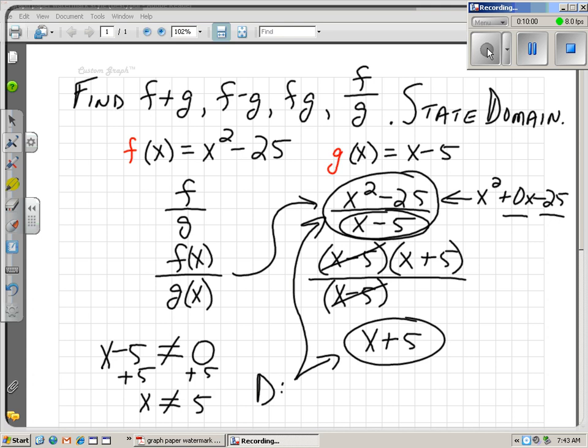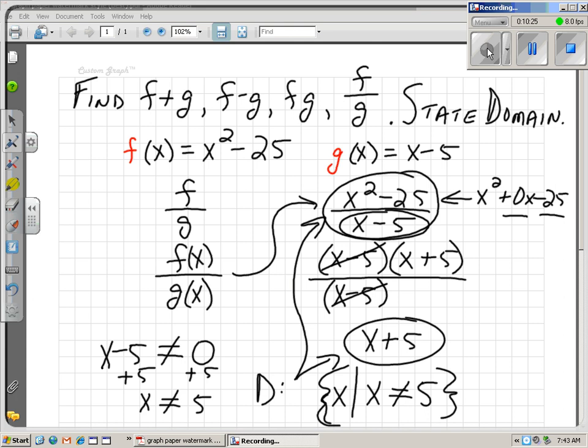Because if x were 5, then it would be 5 minus 5 on the bottom, and I would have a 0. So my domain is not all real numbers. My domain is all real numbers x such that, or as long as, x does not equal 5. And I put my little brackets around it. That's called set notation. Ooh, that's a horrible bracket, but you get the idea.